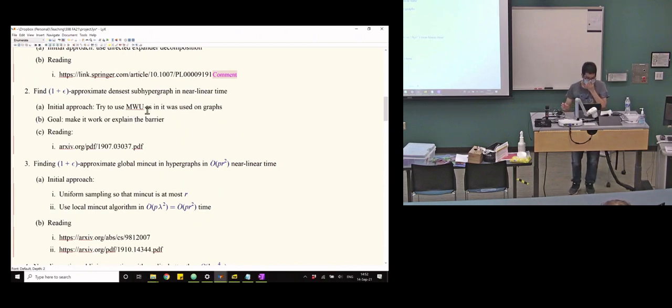And the next problem is about the densest subgraph. You have a graph, and you want to find a subset such that you compare the number of edges inside the subset with the number of nodes. And that is the density of a subset. And you want to find a set that has maximum density.